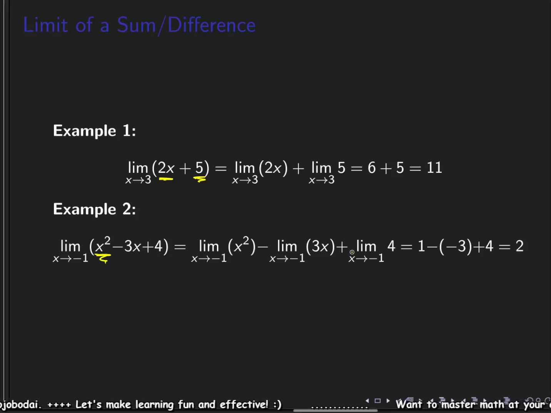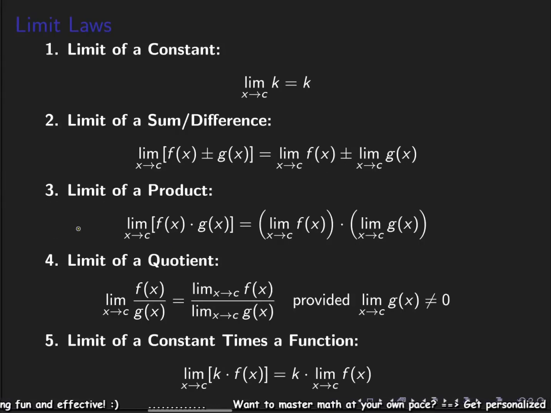Let's look at the next one. So this one here has to do with the limit of products, just like the first one.